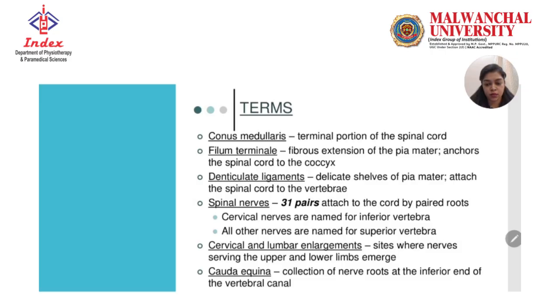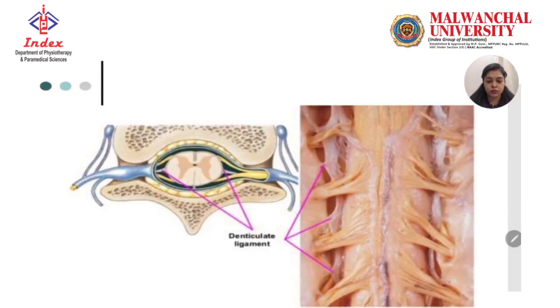So here are some terms. Conus medullaris refers to the terminal portion of the spinal cord. Filum terminale means a fibrous extension of the pia mater. Denticulate ligament, we can see in the next slide, are delicate sheets of pia mater that attach the spinal cord to the vertebra. Then come spinal nerves, that is 31 pairs attached to the cord by roots. Then cervical and lumbar enlargement, and then the cauda equina we have already discussed.